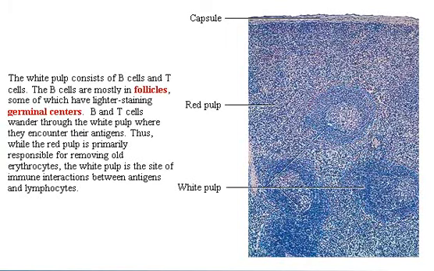In stained splenic tissue, such as we are looking at here, the white pulp actually looks darker than the red pulp because of the many darkly staining nuclei of densely packed lymphocytes. Click the white pulp. The white pulp consists of B cells and T cells. The B cells are mostly in follicles, some of which have lighter staining germinal centers. B and T cells wander through the white pulp where they encounter their antigens. Thus, while the red pulp is primarily responsible for removing old erythrocytes, the white pulp is the site of immune interactions between antigens and lymphocytes.